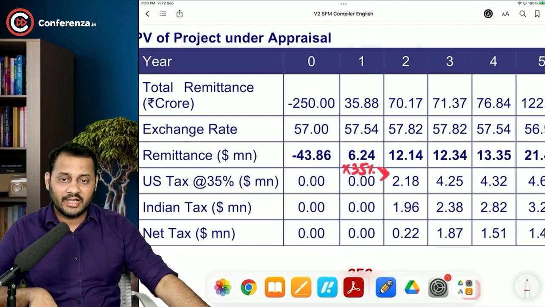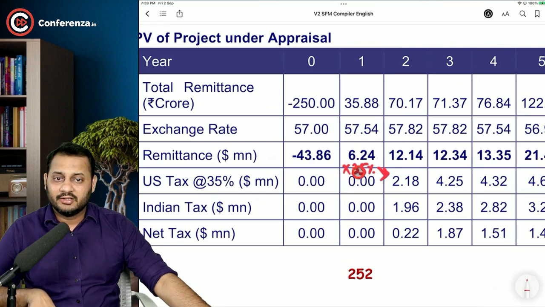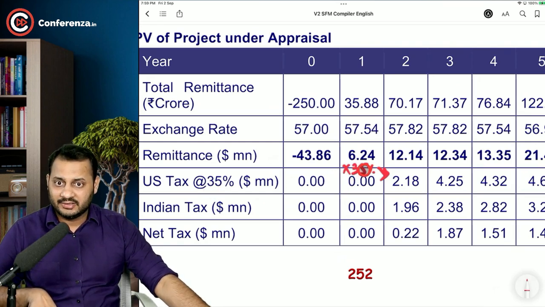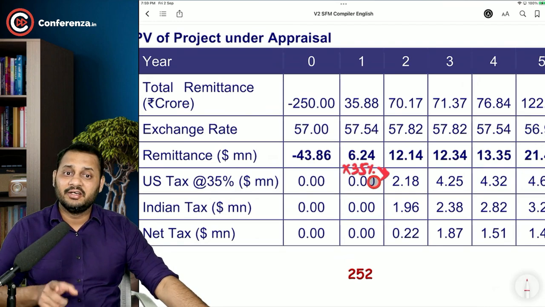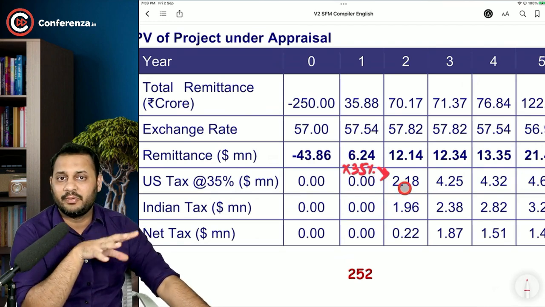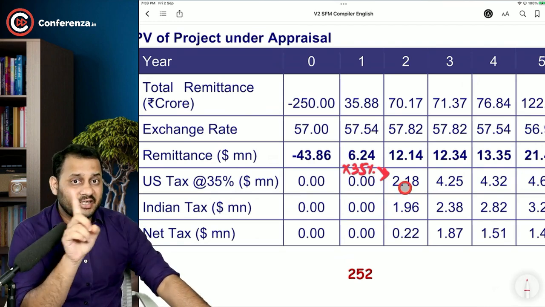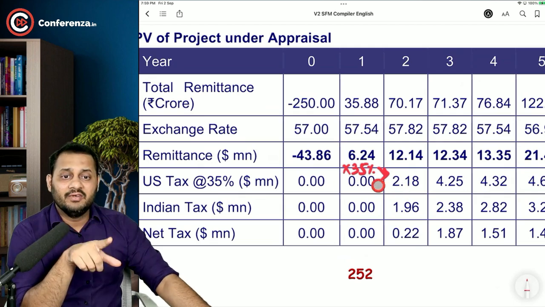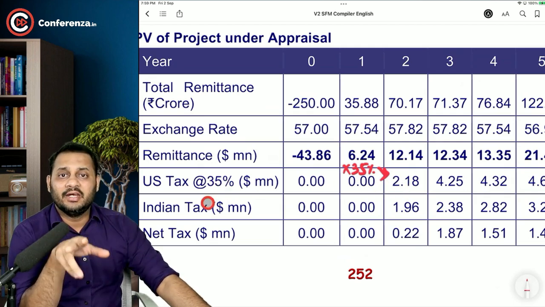Okay, so see what happens. We have calculated the tax on the remittance, that is 35%, and written it in the next column. That means we are paying it in the following year. But this is yet to be paid. Please understand, we will get the credit of the tax paid in India.